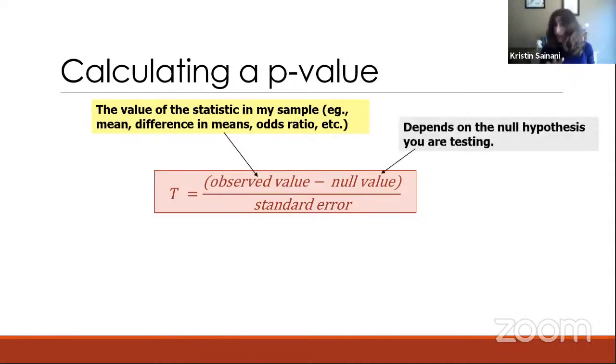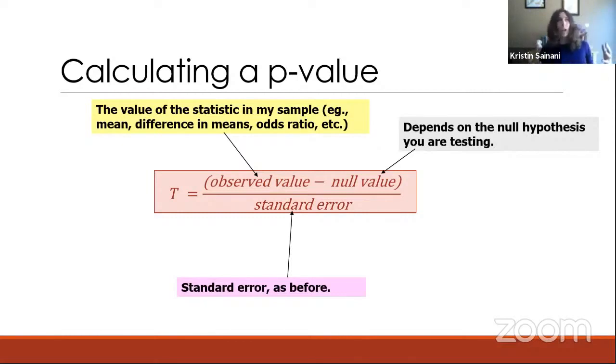Now, when we built confidence intervals, we did not have to specify a null value. But to calculate a p-value, we do have to specify a null value. We then divide by the same standard error as before. Remember, this standard error represents the amount of fluctuation that we expect in our statistic just due to chance. This gives us a t-value. High t-values correspond to small p-values.